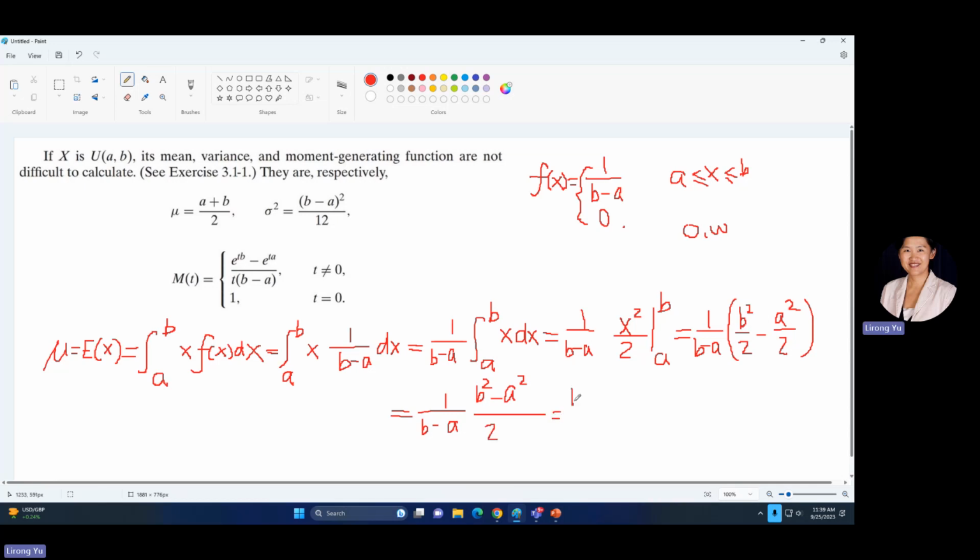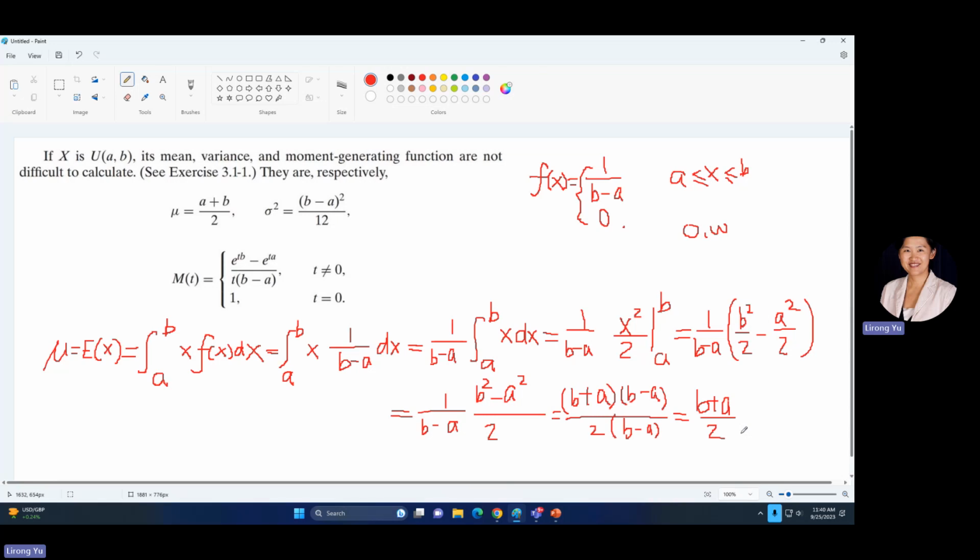So b squared minus a squared is actually b plus a times b minus a. That's the numerator. The denominator is going to be 2 times b minus a. You can see that b minus a is a common factor. Cancel the common factor, and we have b plus a over 2, or a plus b over 2. That verifies that the mean is equal to a plus b over 2. So that's the first verification. We have proved the first equation.